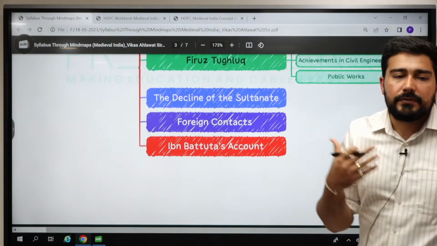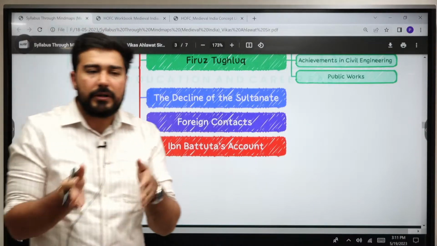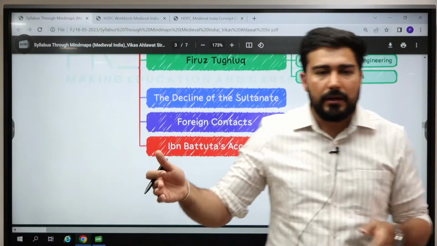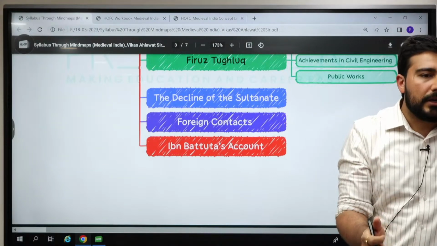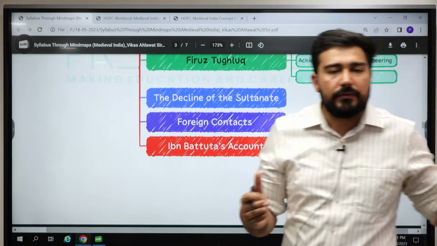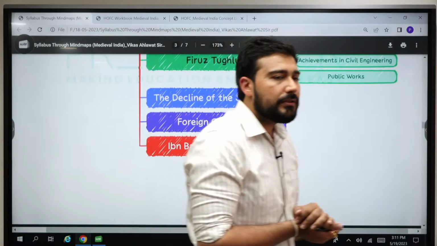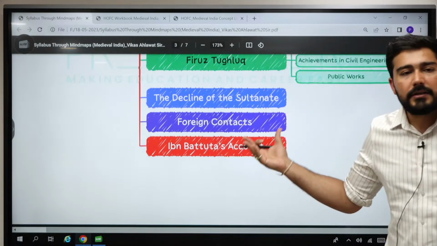The decline is with respect to what? We had already seen, one after the other, the dynasties are switching. First was slave, then comes Khalji, then comes Tughlaq. By 1398, we see a severe invasion. It was done by Timur, and this eventually led to the decline of the Delhi Sultanate.